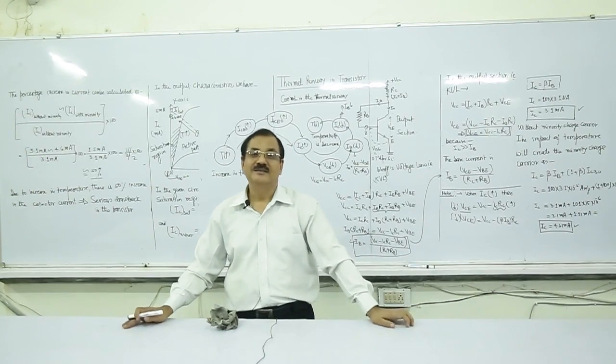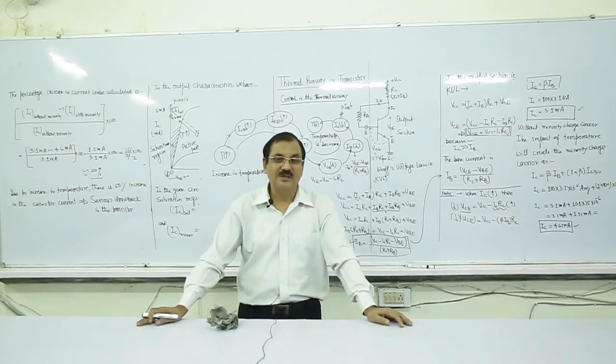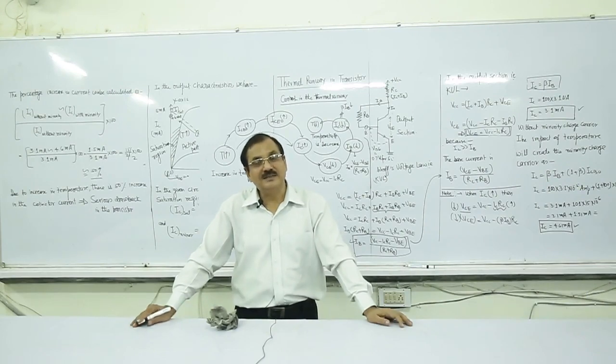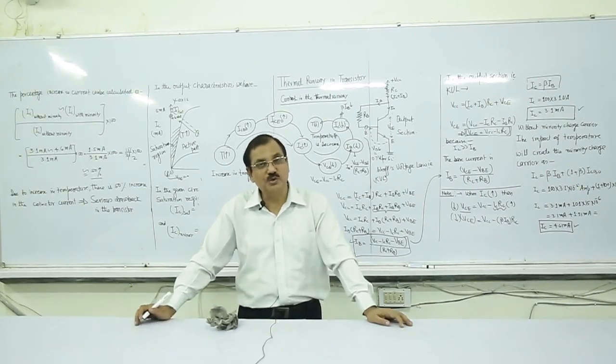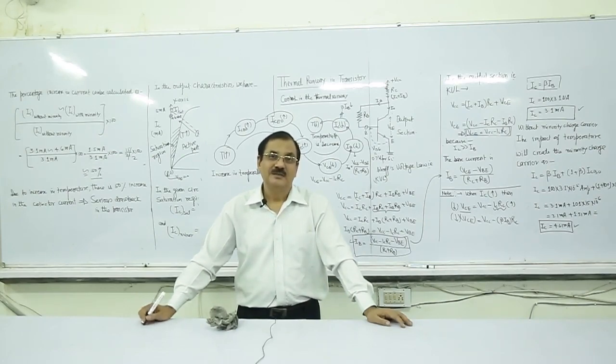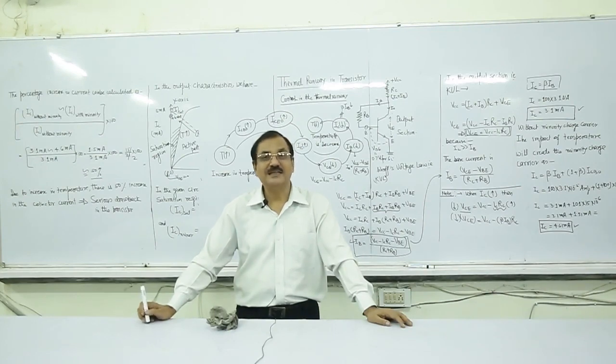In the next module, I would like to discuss another mechanism which we use to produce this control and make the temperature operation stable in the common emitter configuration, and that is potential divider biasing in common emitter transistor.